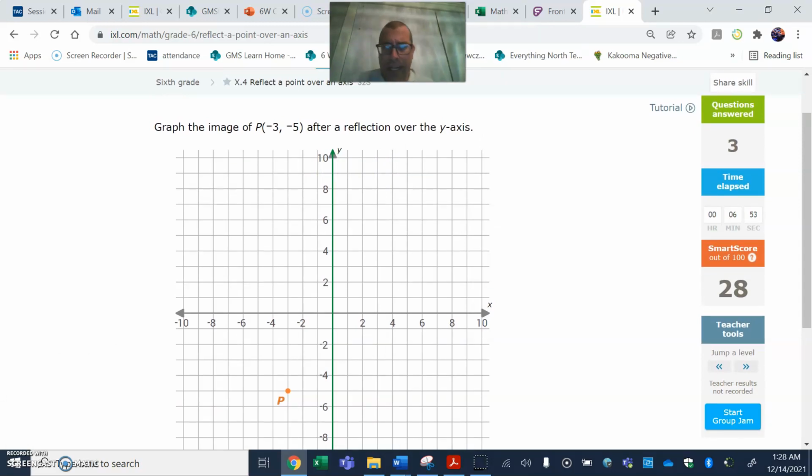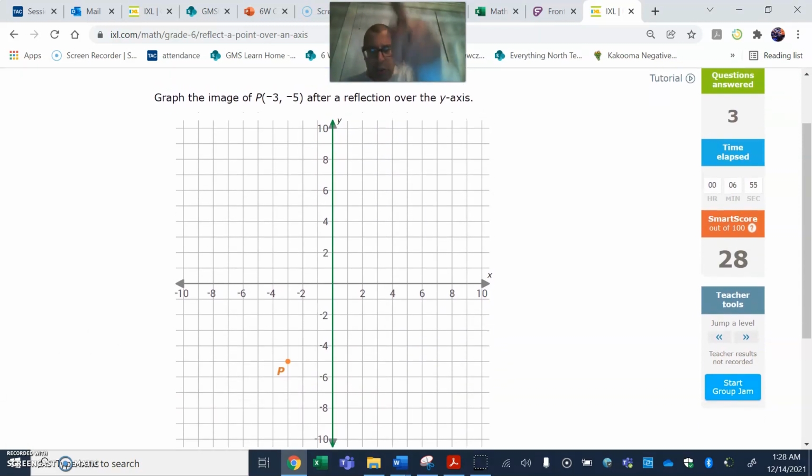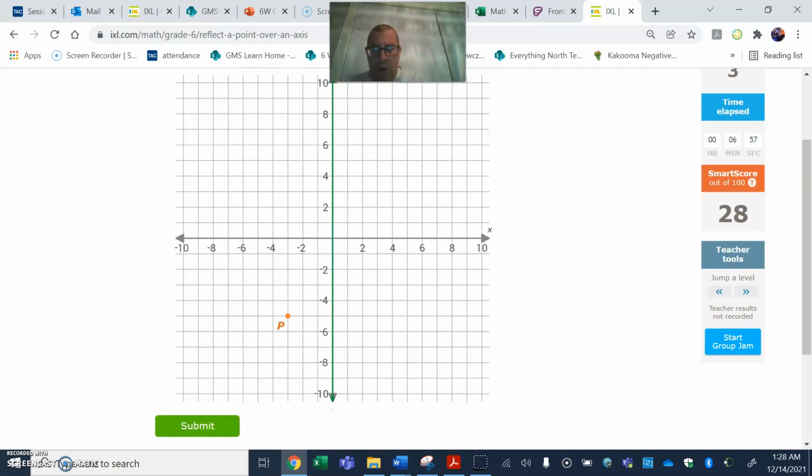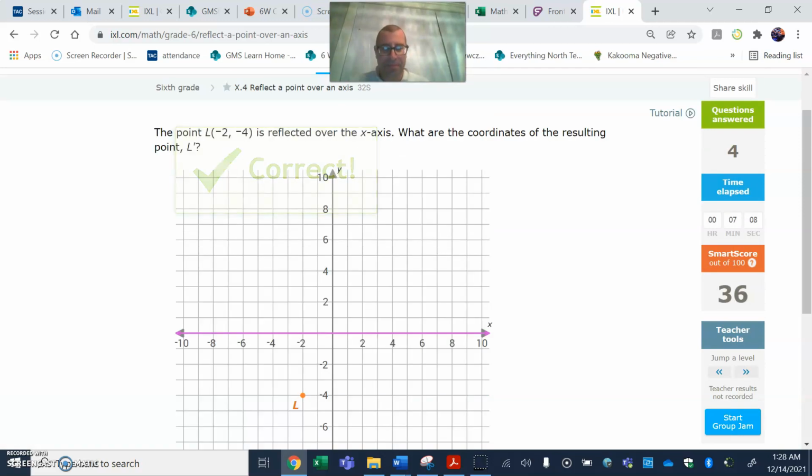Let's see, we're going over the y-axis this time. So that y-axis goes straight up and down. So I am 1, 2, 3. Ooh, we're back to the old question. And so 1, 2, 3. And there we are. Submit.